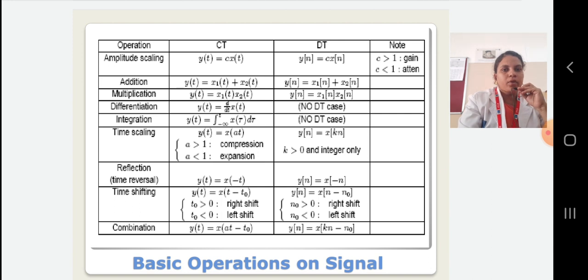And the next important operation is the time shifting operation. In time shifting operation we have two conditions: one is right shift and another one is left shift. When t0 is greater than 0, we have to perform the right shift operation. When t0 is less than 0, we have to perform the left shift operation. So y of t equals x of t minus t0. This is the basic representation of the shifting operation.